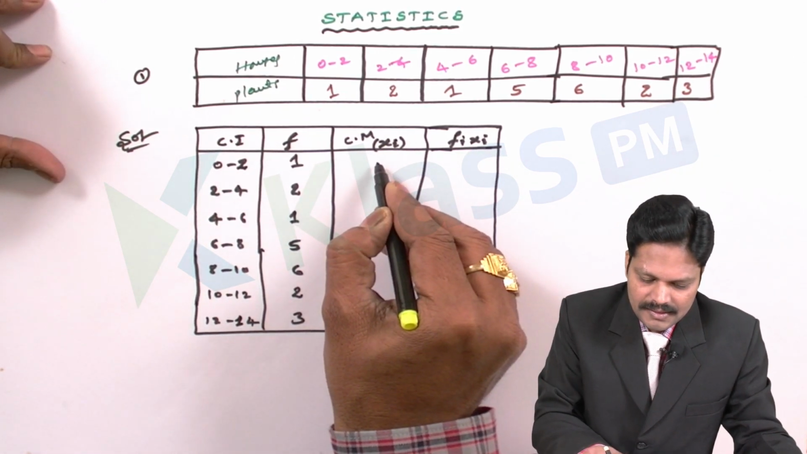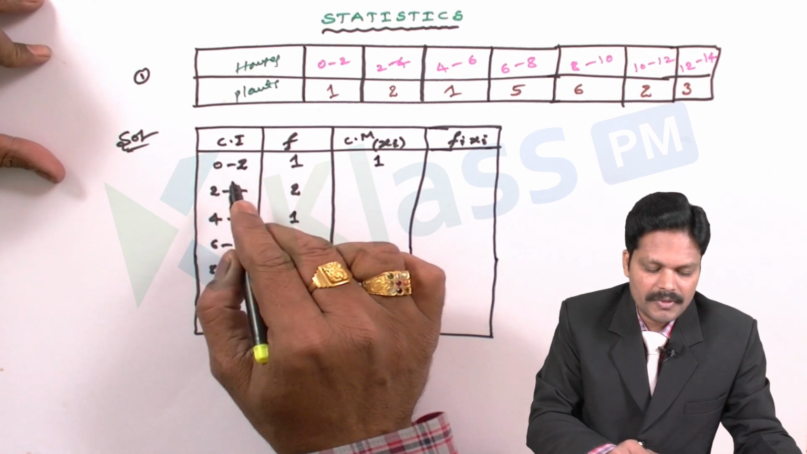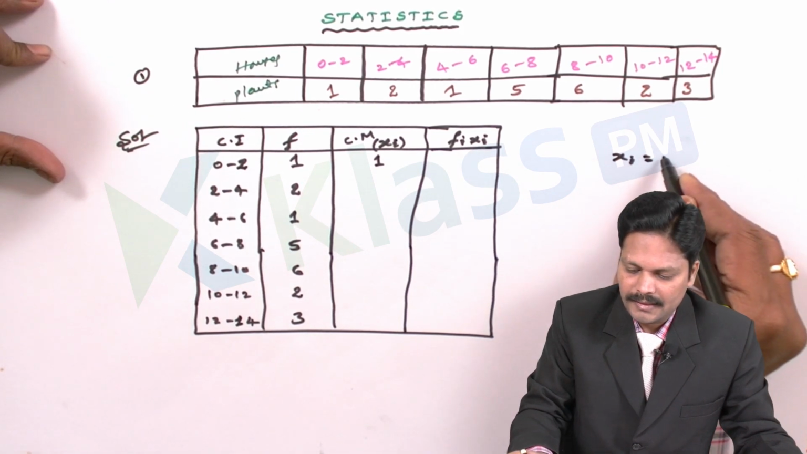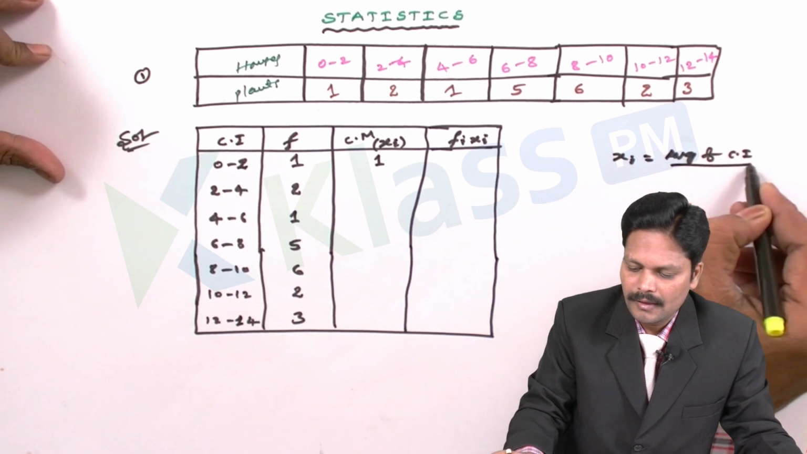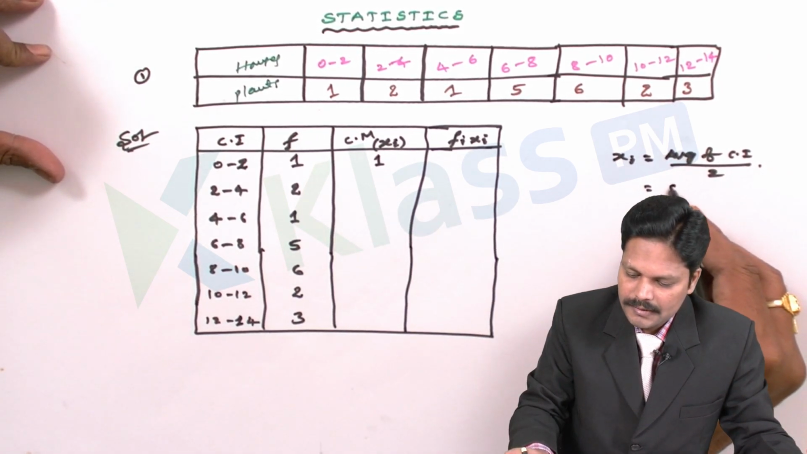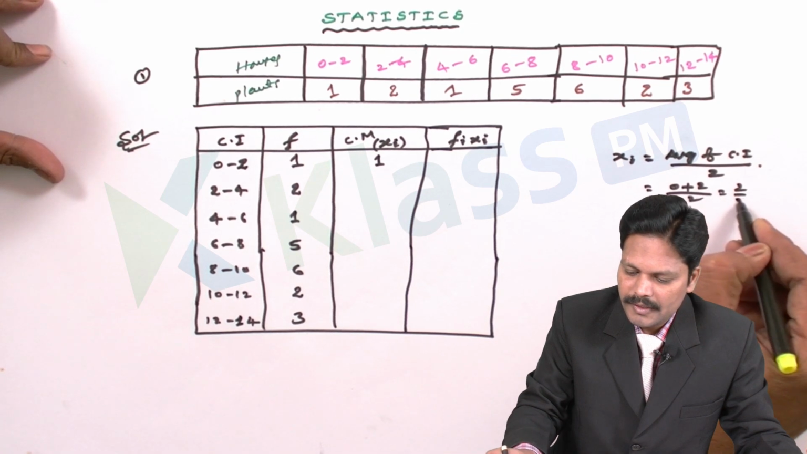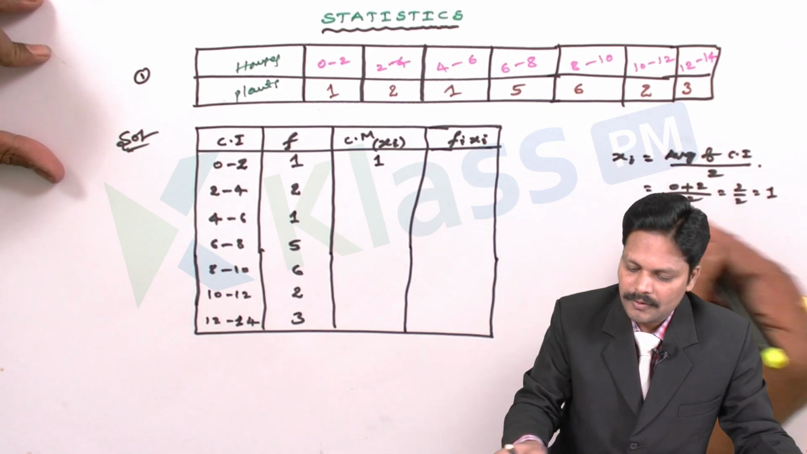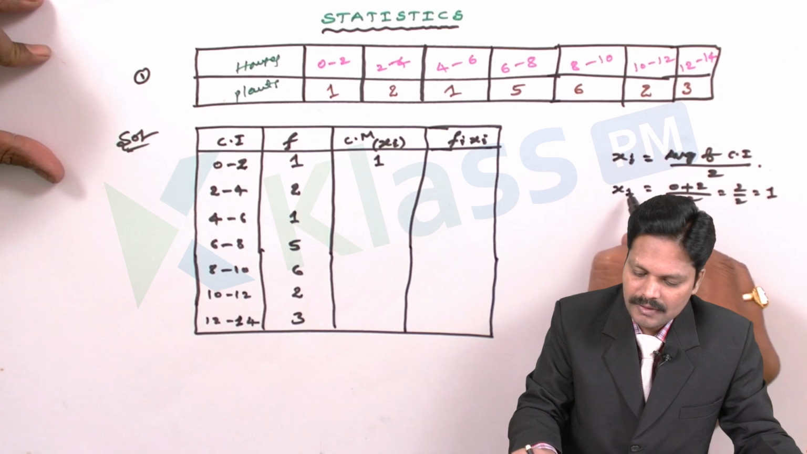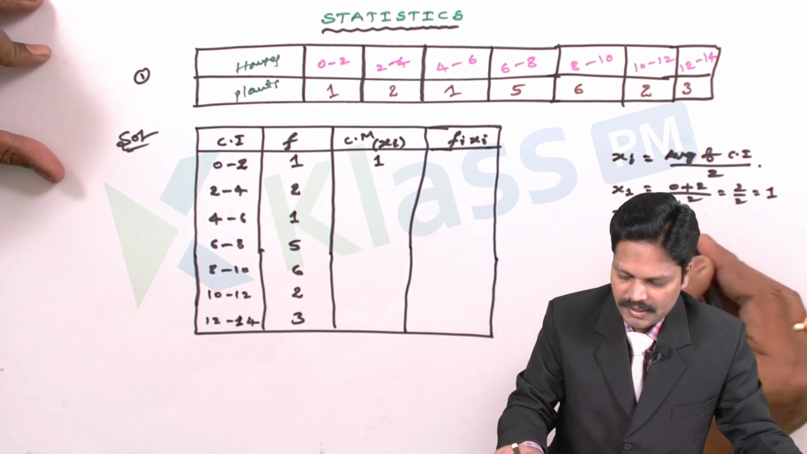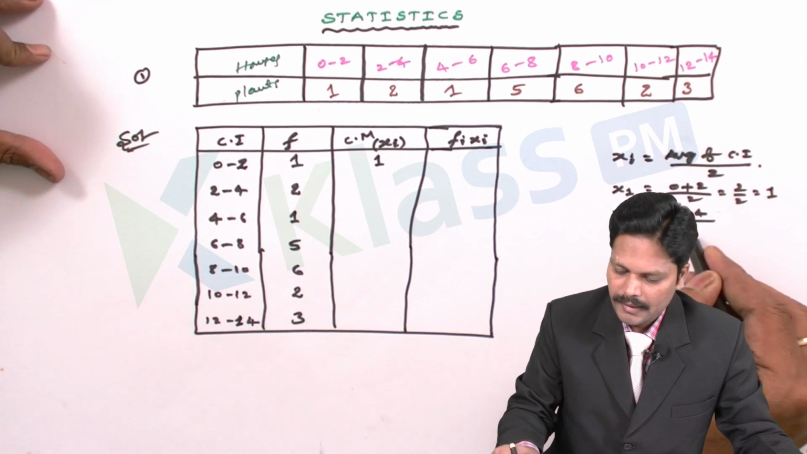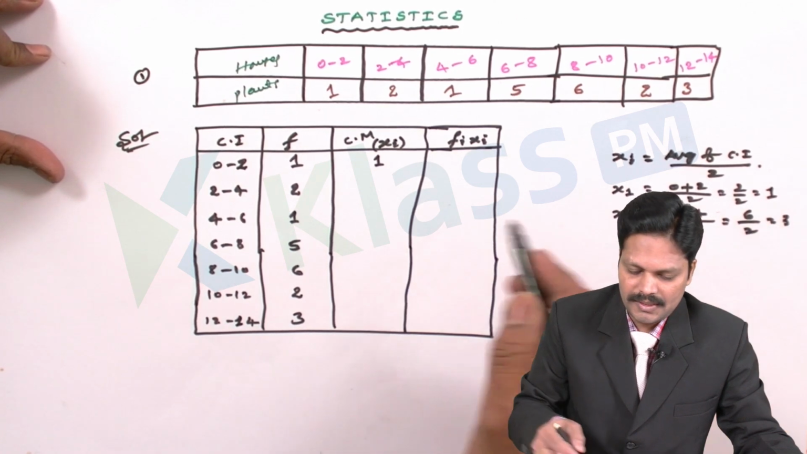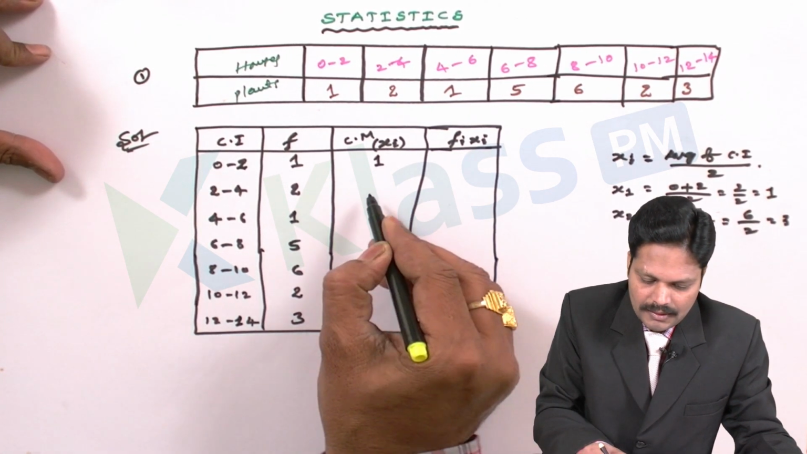So here for 0 to 2, 0 plus 2 by 2 we are having 2. So here xi means we are taking the average of the class interval. How can we take it? 0 plus 2 by 2 is equal to 2 by 2, which will be 1. In the first row we are having xi, this is the x1 row. In the same manner, 2 plus 4 for the second row, and the average we are taking 6 by 2, then we are having 3. So here the value is 3, the class mark.